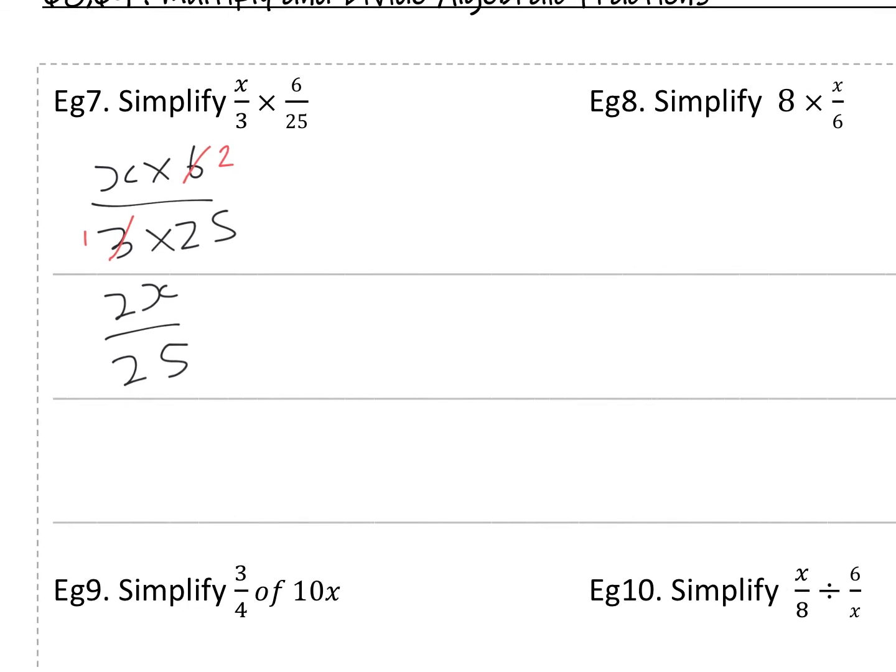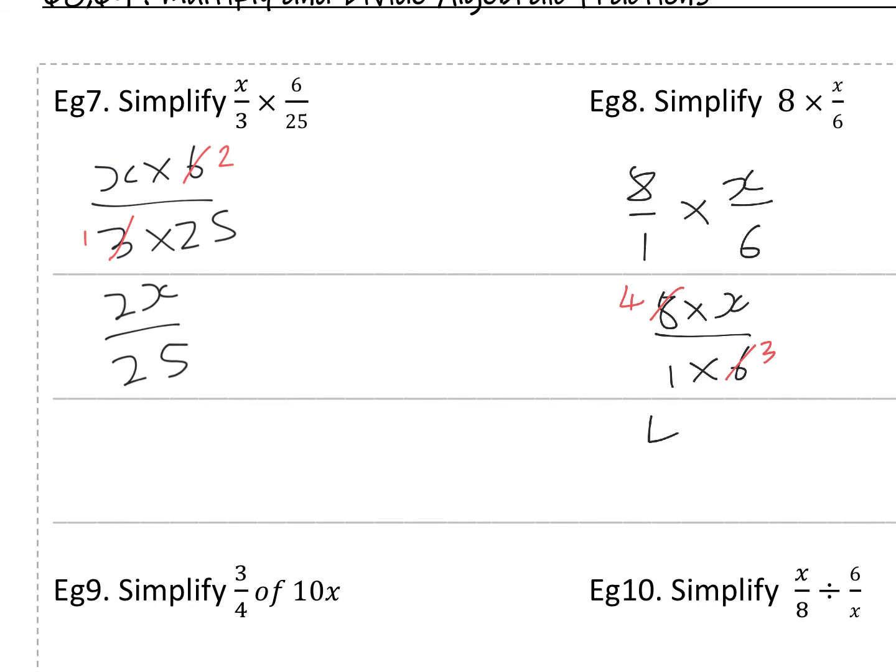Example 8, we've got to simplify 8 times x over 6. To multiply fractions, we need to make sure they're both written as fractions. So 8 can be written as a fraction. It is 8 wholes. So we've got 8 times x on the numerator and 1 times 6 on the denominator. There's a common factor of 2, so divide 8 by 2 to get 4. Divide 6 by 2 to get 3.